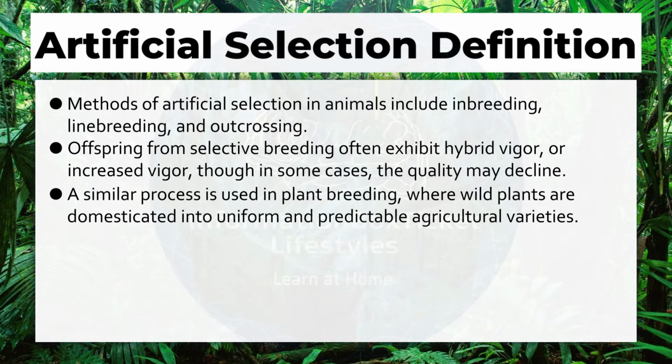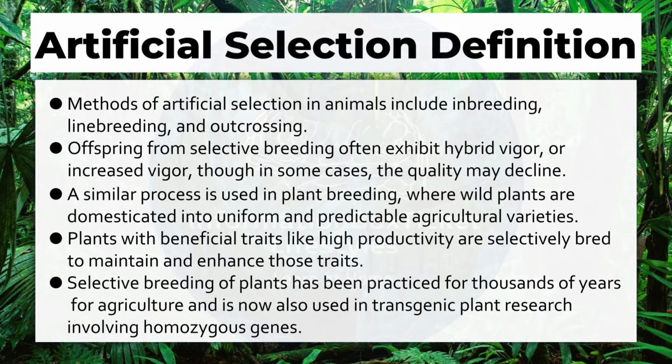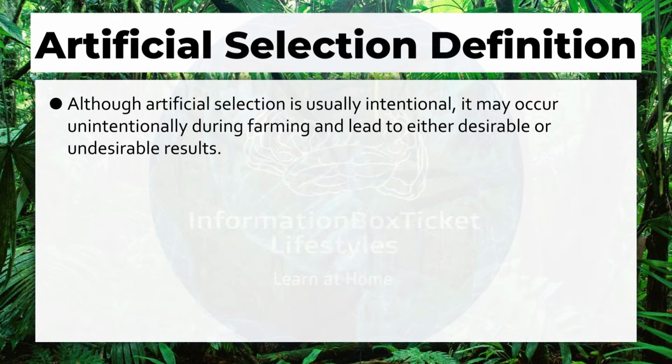A similar process is used in plant breeding, where wild plants are domesticated into uniform and predictable agricultural varieties. Plants with beneficial traits like high productivity are selectively bred to maintain and enhance those traits. Selective breeding of plants has been practiced for thousands of years for agriculture and is now also used in transgenic plant research involving homozygous genes. Although artificial selection is usually intentional, it may occur unintentionally during farming and lead to either desirable or undesirable results.